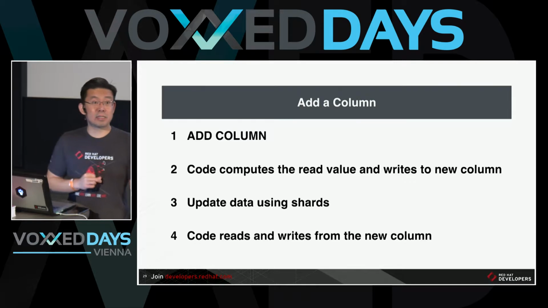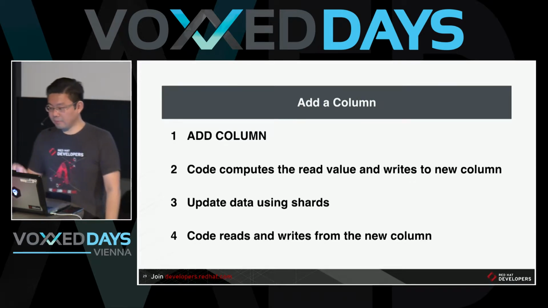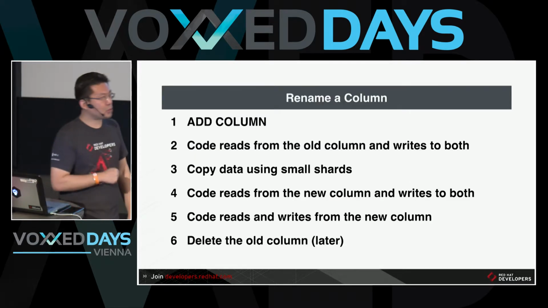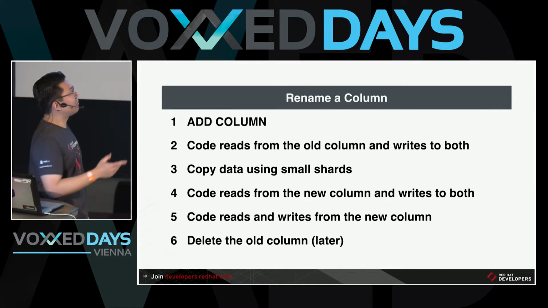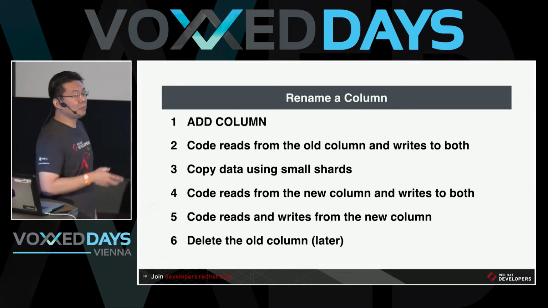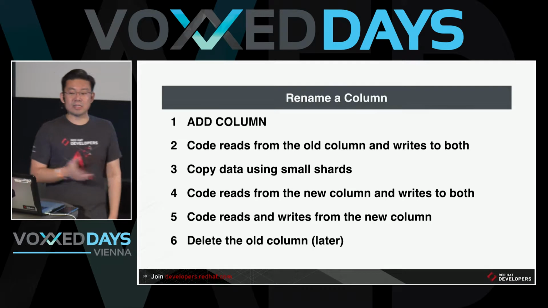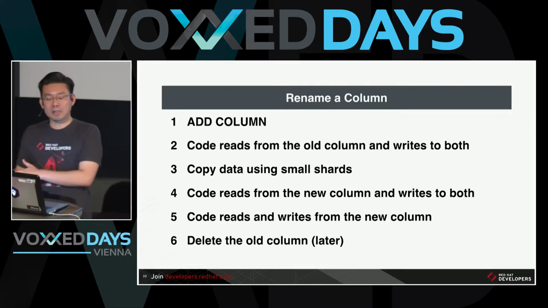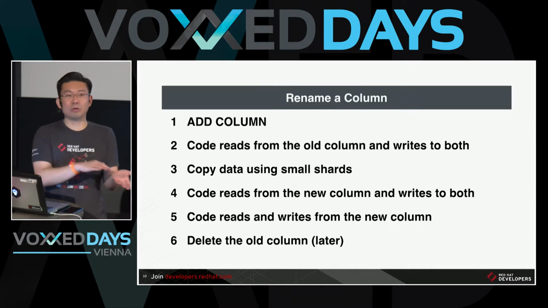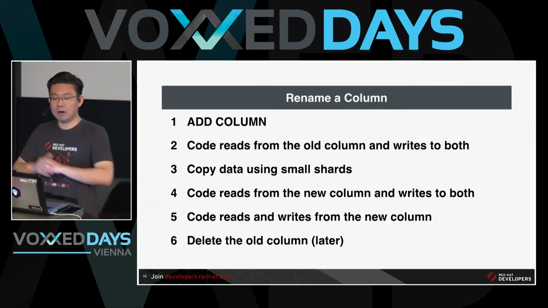Add a column is the simplest possible use case. Then we have a more complex one, which in this case is the most complex one, which is to rename a column. To rename a column, you need these 6 steps, at least 6 steps. So first, you're going to add a column. Second version, your code reads from the old column and writes to both columns.